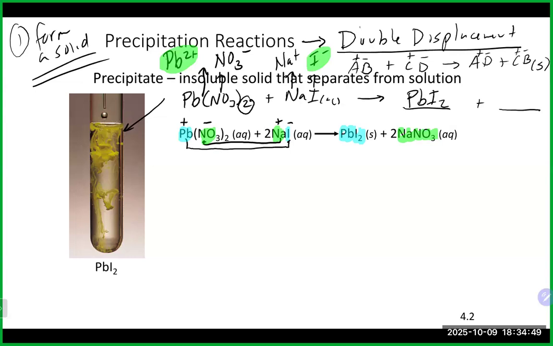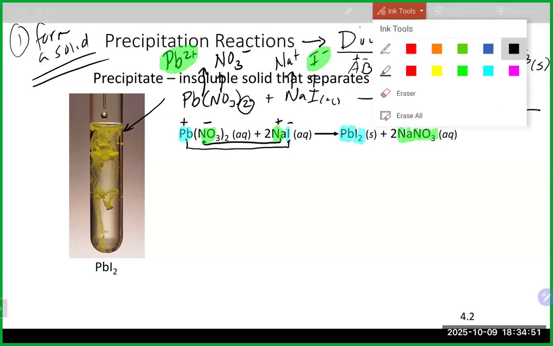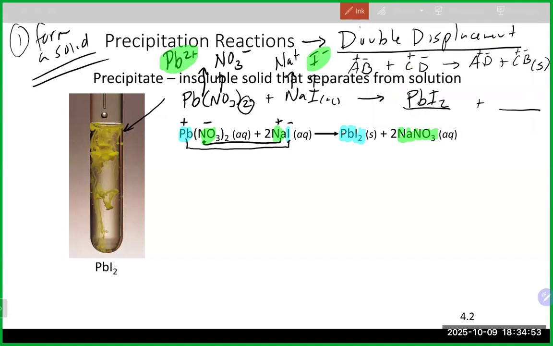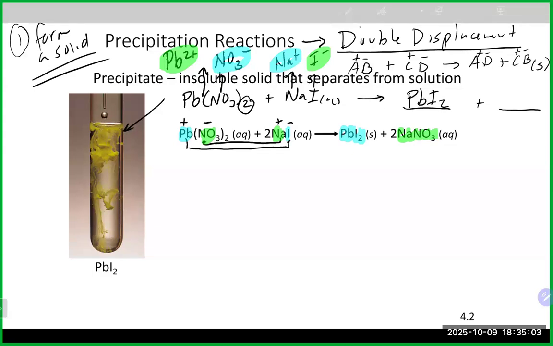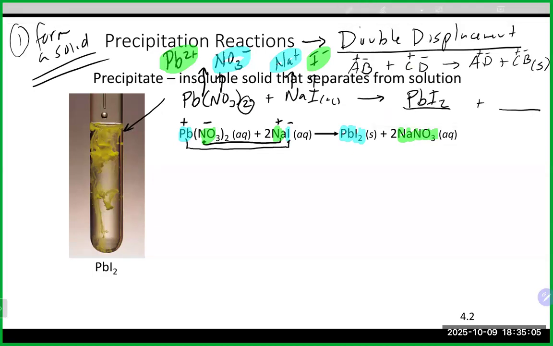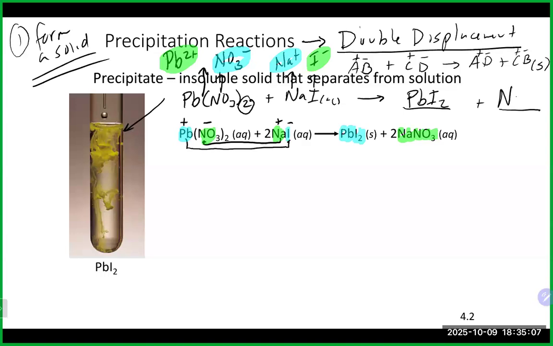Now, when I look at the other one here, I am taking sodium, which has a +1 charge, and I am putting it together with nitrate that has a -1 charge. And that means that we will end up with, as we see there, NaNO3.